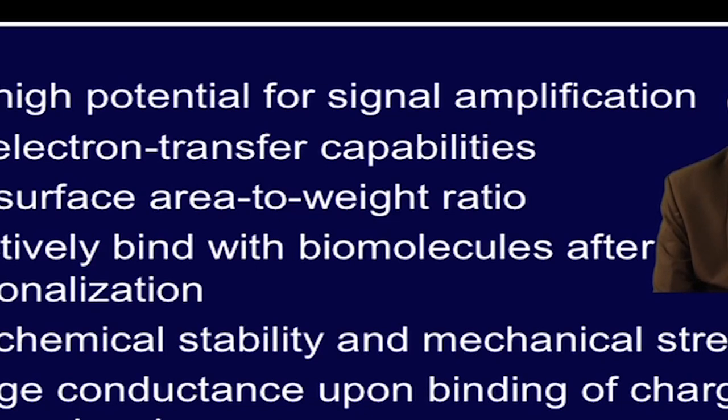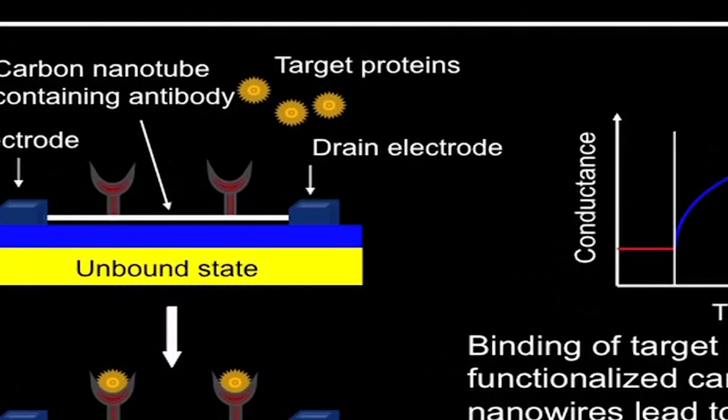They exhibit high chemical stability and mechanical strength, as discussed earlier, and these changes in conductance due to the binding of charged macromolecules can be measured for monitoring binding reactions. The slide shows the image for carbon nanotubes with functionalized antibody. The image on the top represents the unbound state, where you have a source electrode and a drain electrode. Some target proteins are observed to be binding in the bottom image, showing a change in conductance displayed in the graph on the right.